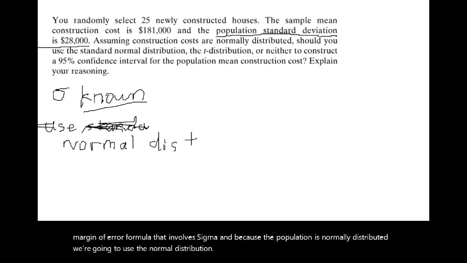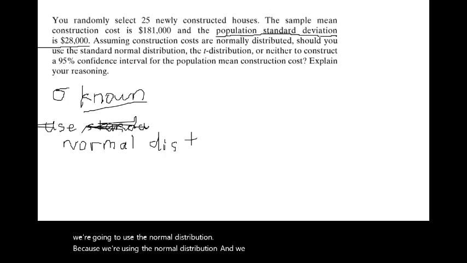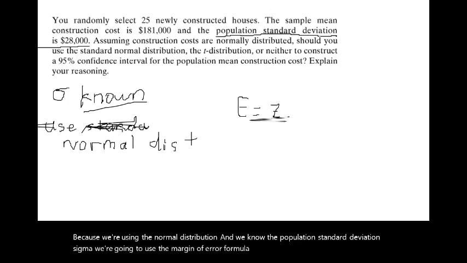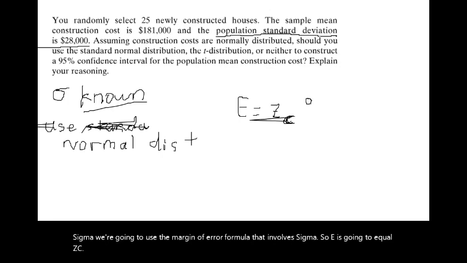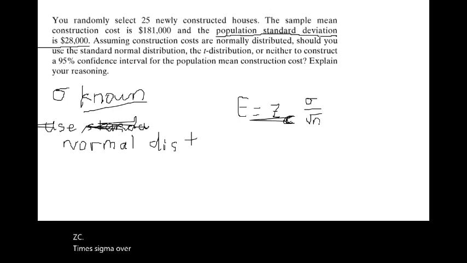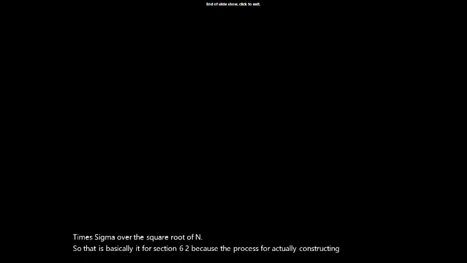Because we are using the normal distribution and we know the population standard deviation sigma, we're going to use the margin of error formula that involves sigma. So E is going to equal ZC times sigma over the square root of n. So that is basically it for section 6.2, because the process for actually constructing the confidence interval is the same. You're just using a different distribution to get a different critical value, and you're going to be using sample standard deviation instead of population standard deviation.